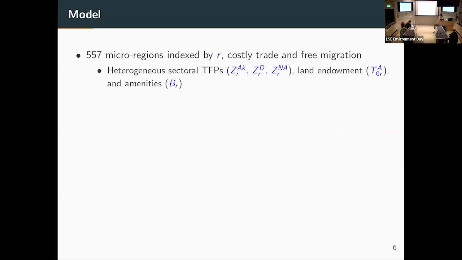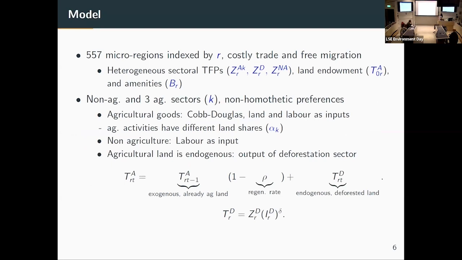So this is a little bit the sketch of the model. I take the micro region, which you can think of as commuter zones. There's costly trade, pre-migration, and I'm going to back up from the data some exogenous TFPs. There are some initial agricultural land endowments. I'll back out amenities as well. And in this current version we have 4 sectors: non-agriculture and then 3 agricultural sectors, so temporary crops, permanent crops, and pastures.